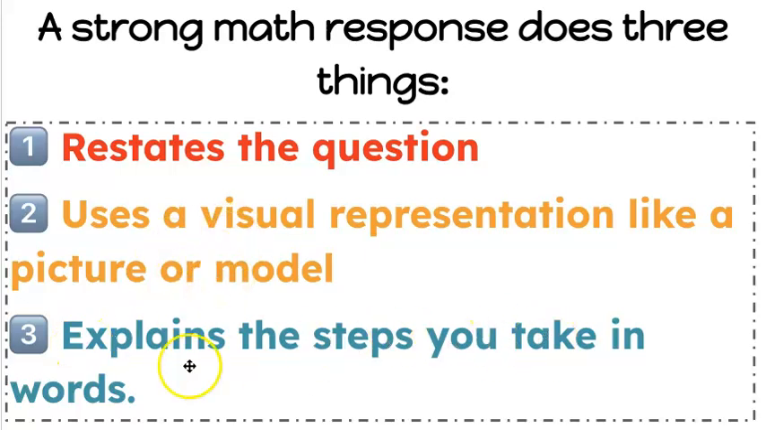And then 3, it explains the steps you take in words. You can't just plop 2 images down on your paper and be done. You need to explain what they mean and how they support your answer. This is like your explanation. So this is your text evidence, and this is your explanation. You all are pros at this in writing, and so now you just need to translate it into math. So let's look at a strong example.